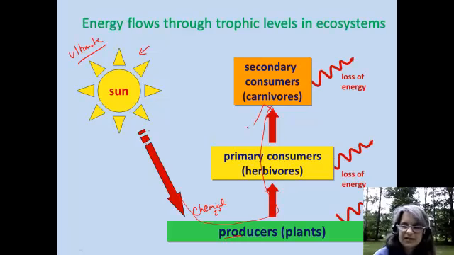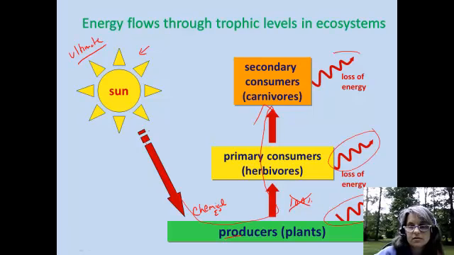Now, something we need to keep very clearly in perspective, though, is that producers catch energy from the sun, but they do not pass 100% of the energy they ever caught from the sun to the next level in the ecosystem. They just don't. They pass very little of that energy up. Why? Well, a lot of this energy that they got from the sun gets lost. Where does it get lost to? Well, that's what we need to talk about.